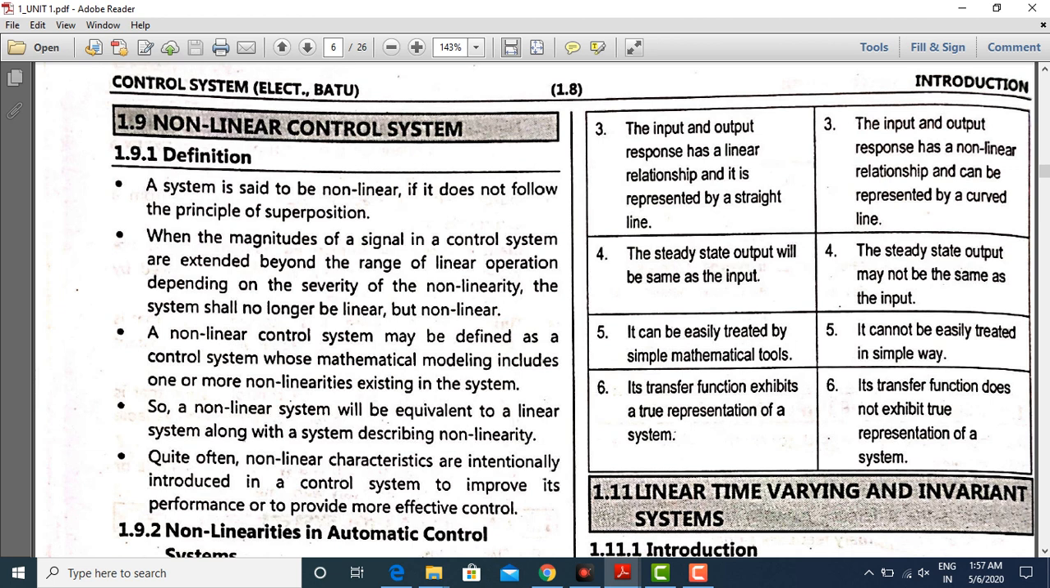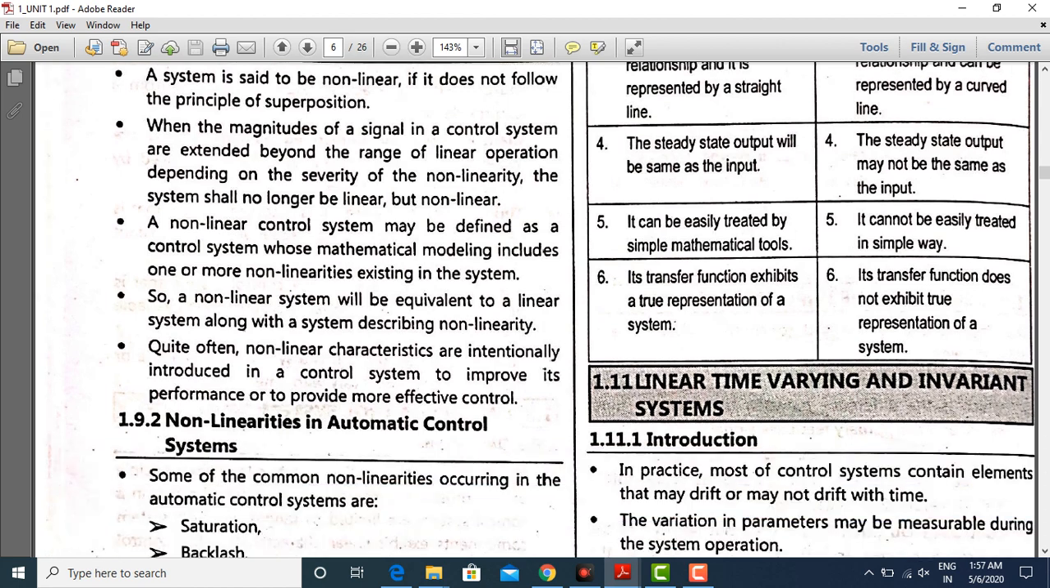Fourth point, in linear, the steady-state output will be same as the input. In non-linear, the steady-state output may not be same as the input. Fifth point, a linear system can be easily treated by simple mathematical tools. A non-linear system cannot be easily treated in a simple way. Sixth point, the transfer function of a linear system exhibits a true representation of a system. The transfer function of a non-linear system does not exhibit true representation of a system.